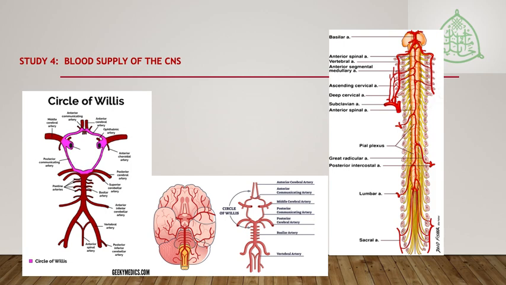In the first image we referred to the circle of Willis, and you can see that the internal carotid is the one that gave rise to the anterior cerebral. You can see the two anterior cerebral arteries lying very close to each other, but they have a very short communicating branch, which is the anterior communicating artery. So that forms the circle of Willis.